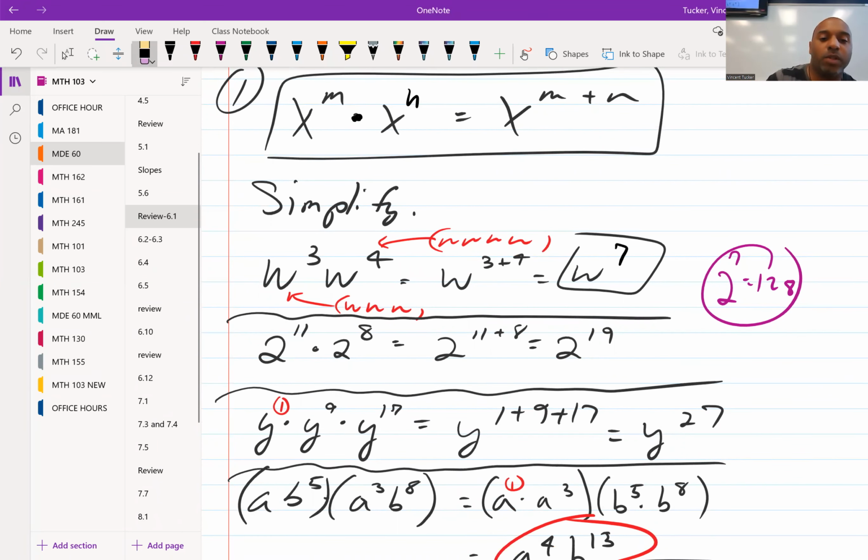All right, so this next one, y times y to the 9th times y to the 17th. When you just see y, remember I mentioned that x to the first power is the same thing as x. They will assume you know there's a 1 for the exponent. So that will be 1 plus 9 plus 17. And like I said, they would expect you to know that when you don't see anything, there's a 1 there. And so that's going to be y to the 27th.